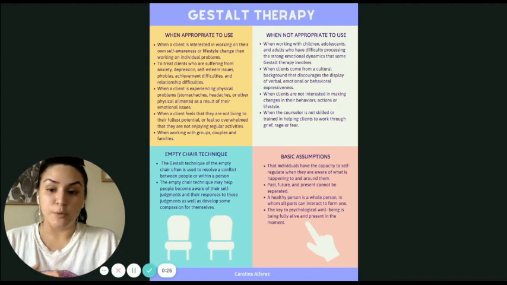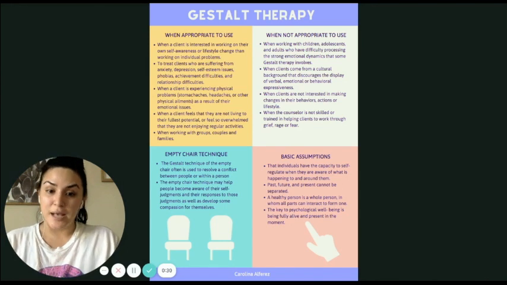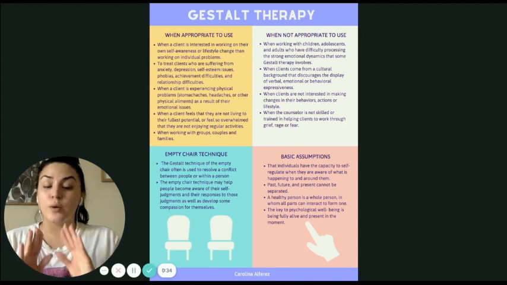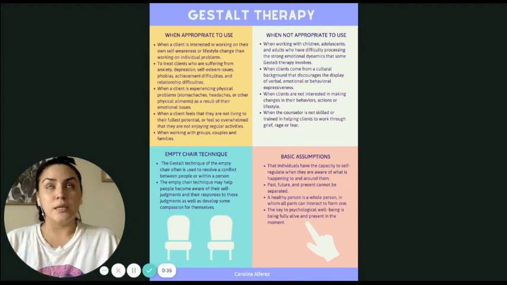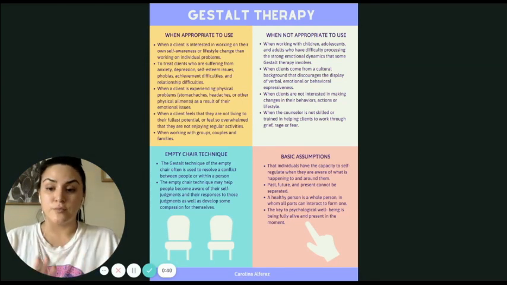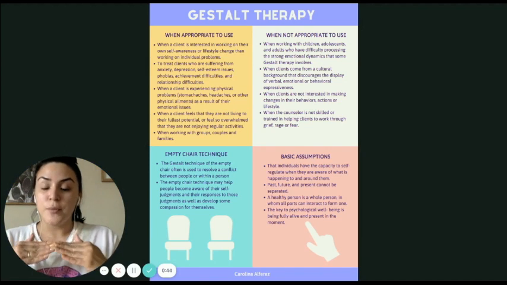So, basic assumptions before we use this technique with any of our students: the individual has to have the capacity to self-regulate and be aware of what is happening to and around them. We do focus in this technique on present issues, but sometimes we do have to visit the past and the future in order to solve a current issue.